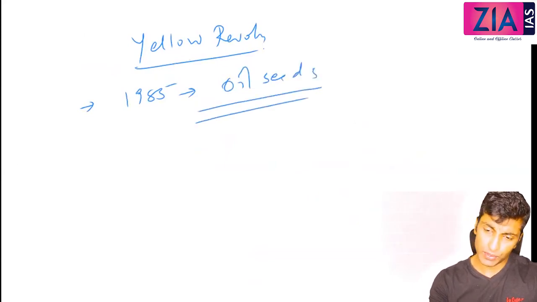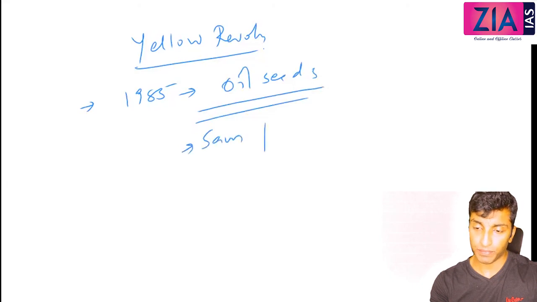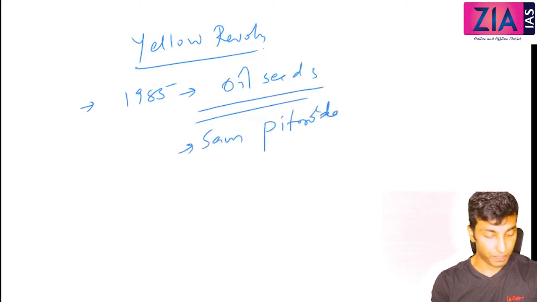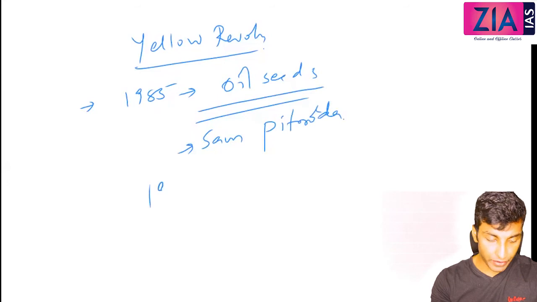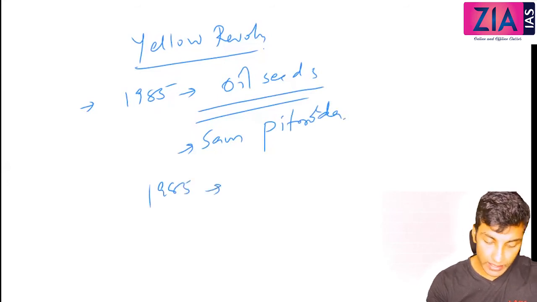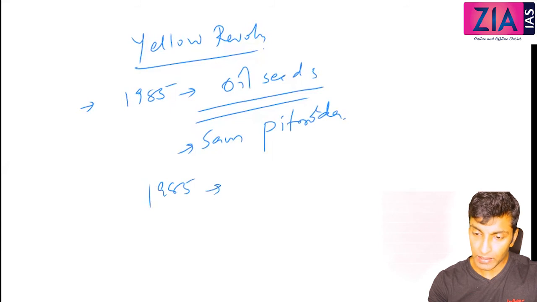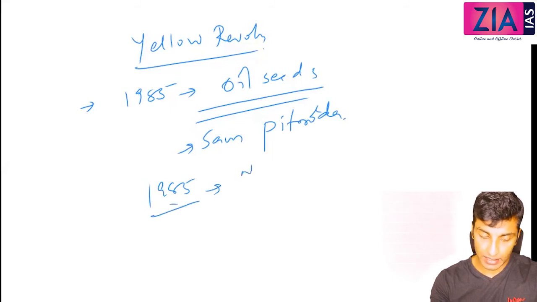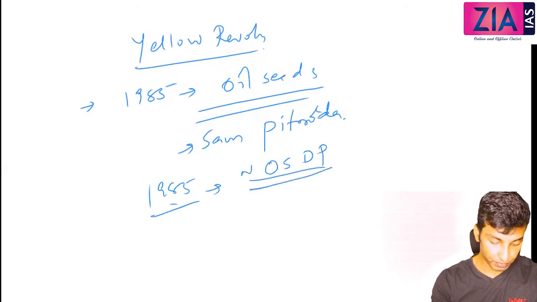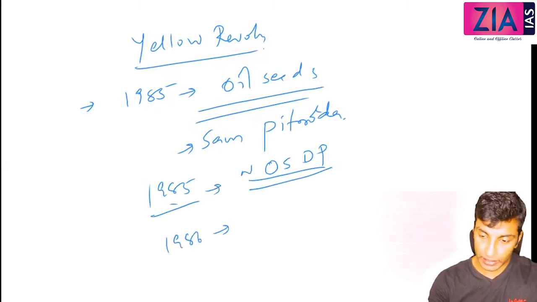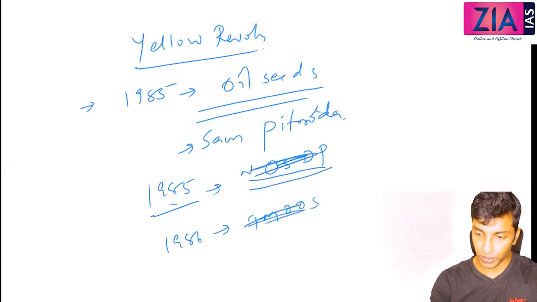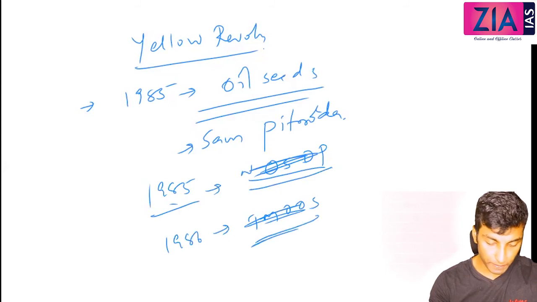The person behind this was Sam Pitroda. Okay. So in 1985, National Oil Seeds Development Project launched. Just write, in 1985, National Oil Seeds Development Project launched. In 1986, Technology Mission on Oil Seeds. Don't write the full, use short terms. Okay. Technology Mission on Oil Seeds.